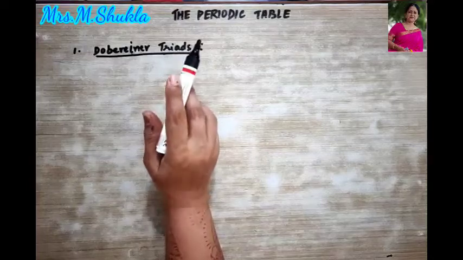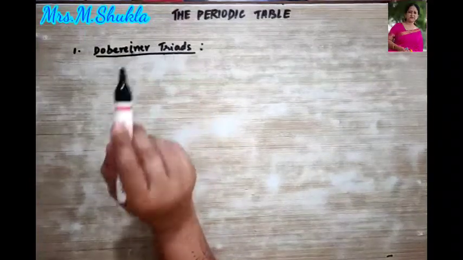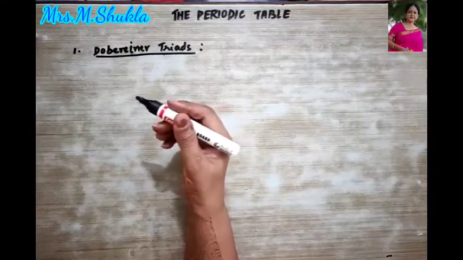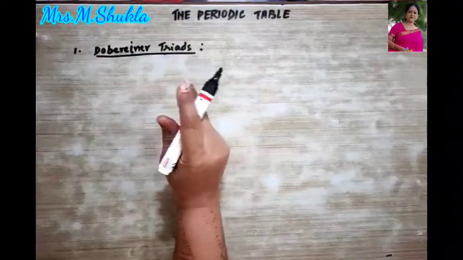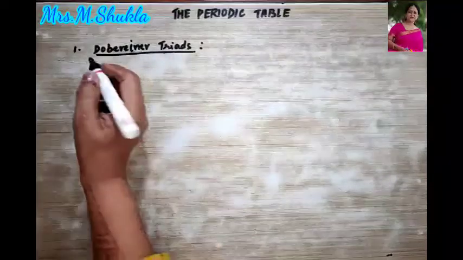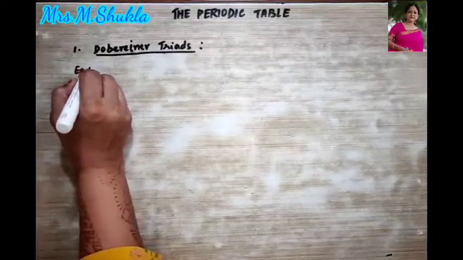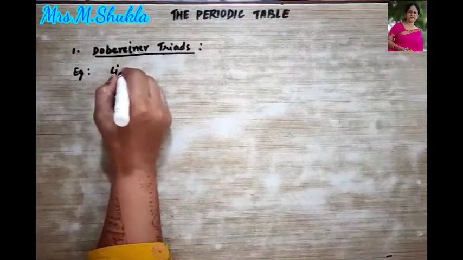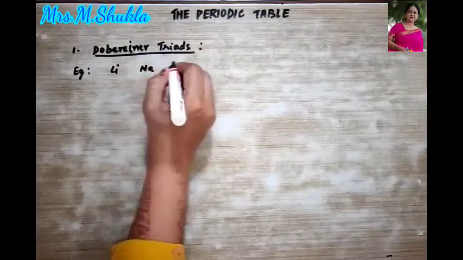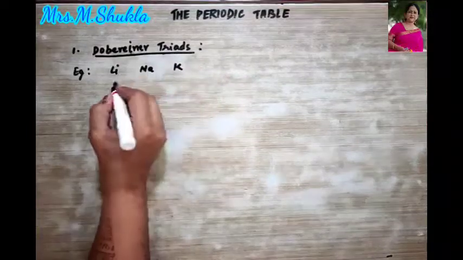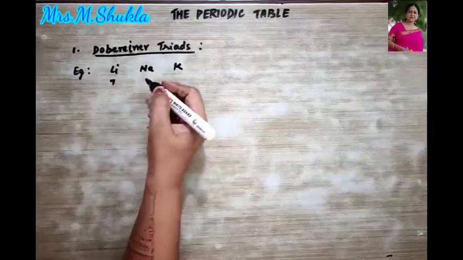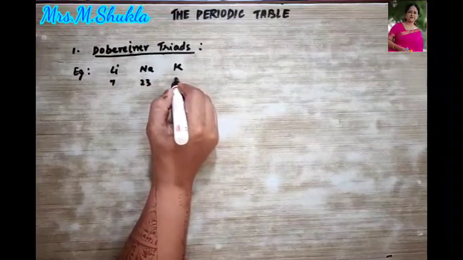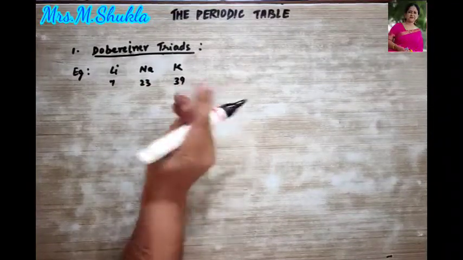Okay, in which, what do we see? The atomic weight of the middle element is approximately equal to the arithmetic mean of the other two elements. So for example, I'll explain it with the help of an example just now. He took lithium, sodium and potassium. Now lithium atomic weight is 7, sodium atomic weight is 23, and potassium atomic weight is 39.